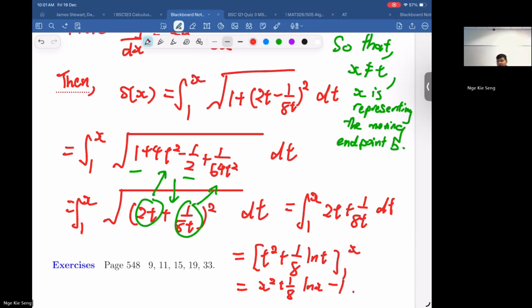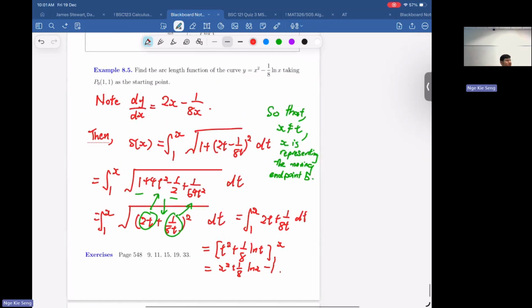Did you realize something weird happening here? After you integrate, you get back your curve function. It's the same one. x squared minus 1 over f of x. t squared, oh, a bit different. Slightly different.